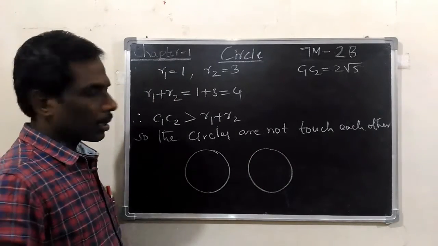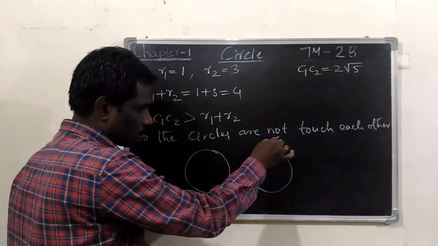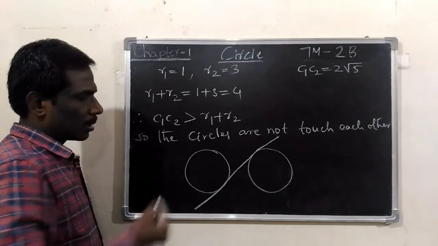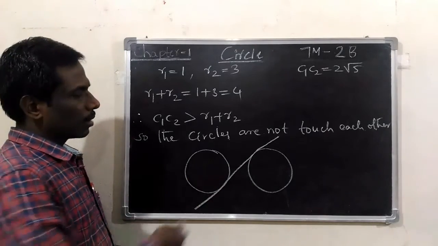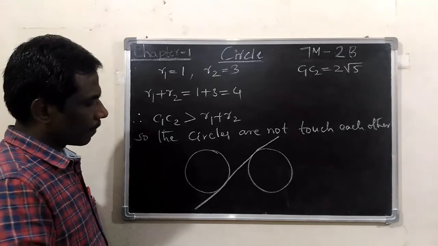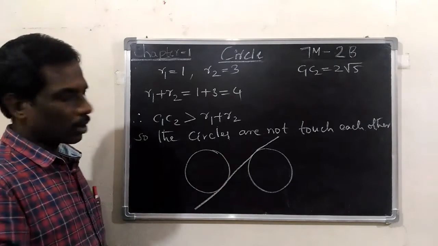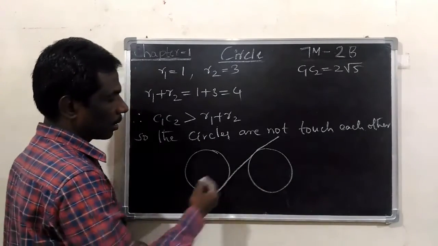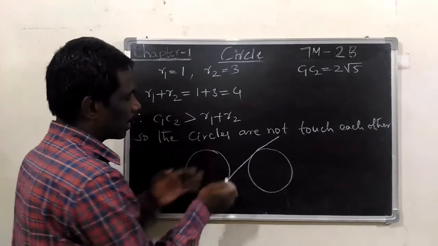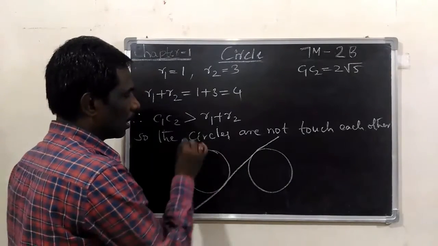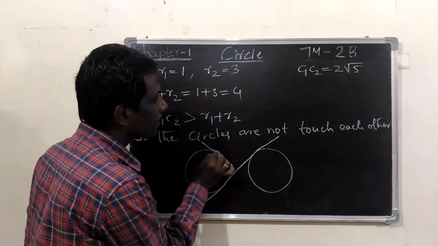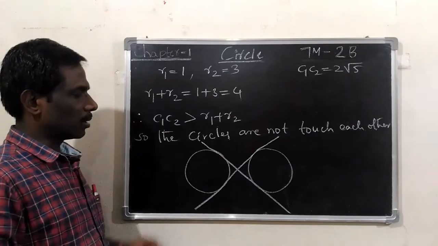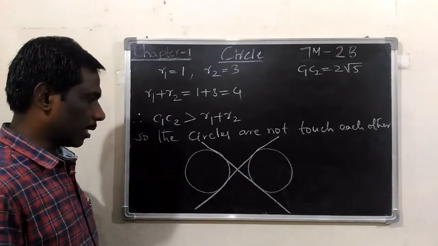To draw the transverse common tangents, see, I am drawing this common tangent, and this is the tangent line for both the circles. That's why we say it is a common tangent. See, this is the transverse line because one circle is on the left side and the other circle is on the right side, or we can say one is upwards and the other is downwards. Now I am drawing one more. This is one transverse common tangent. We have two transverse common tangents.